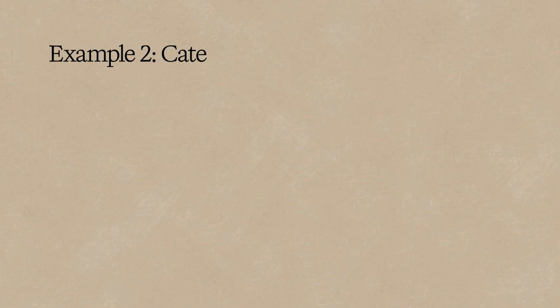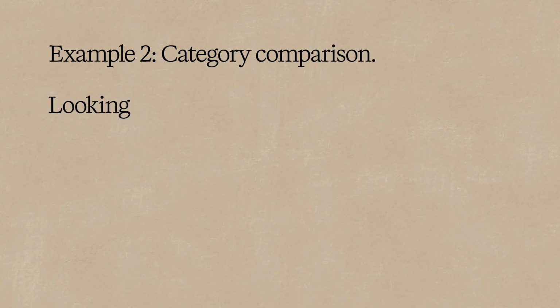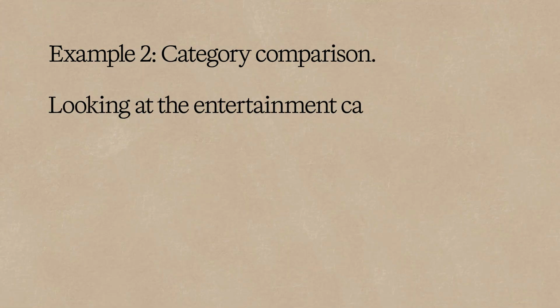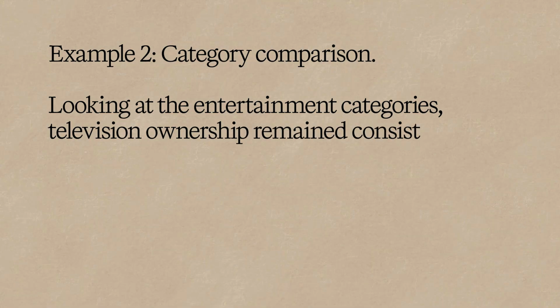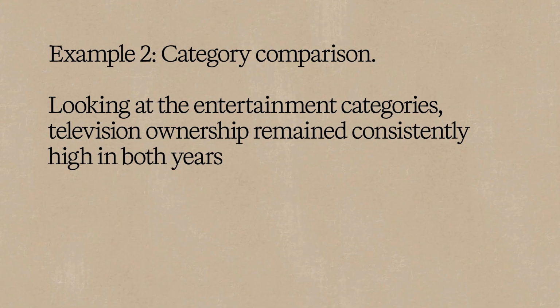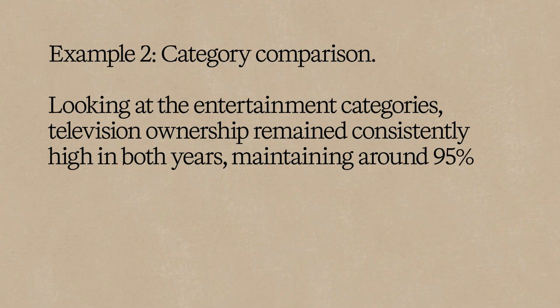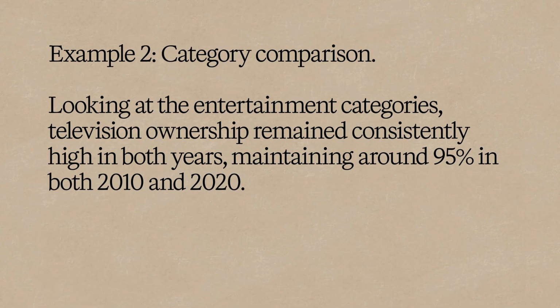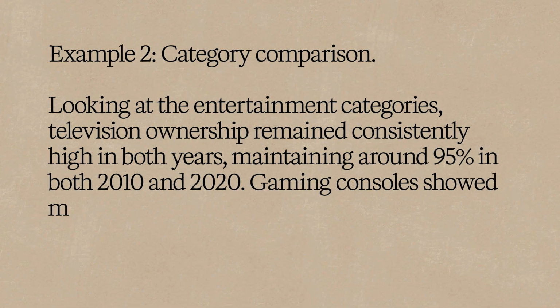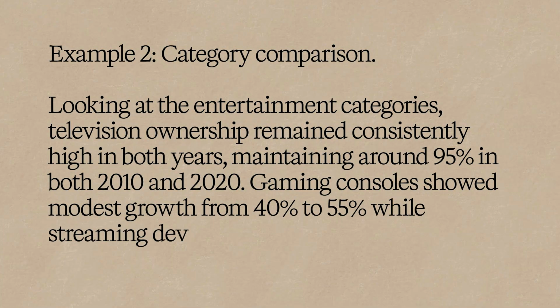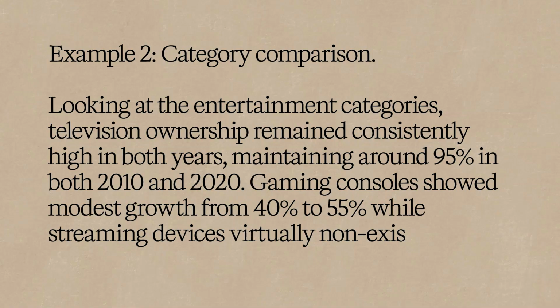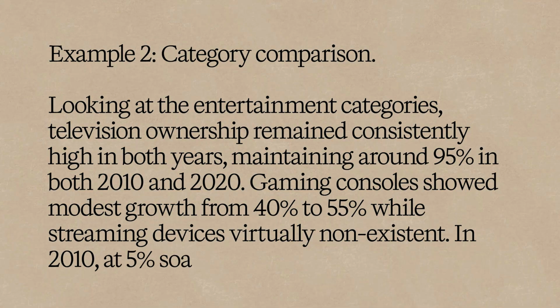Example 2. Category comparison. Looking at the entertainment categories, television ownership remained consistently high in both years, maintaining around 95% in both 2010 and 2020. Gaming consoles showed modest growth from 40% to 55%, while streaming devices, virtually non-existent in 2010 at 5%, soared to 70% by 2020. Example 3.